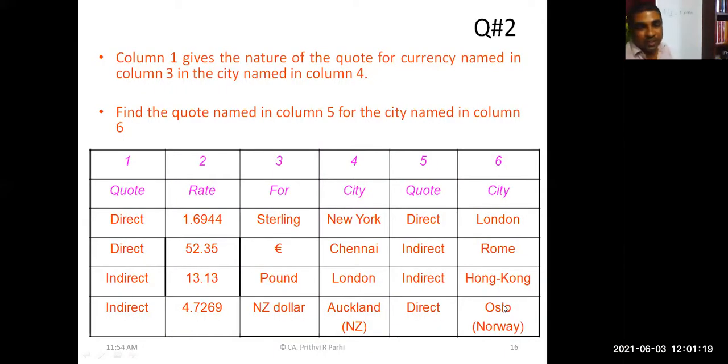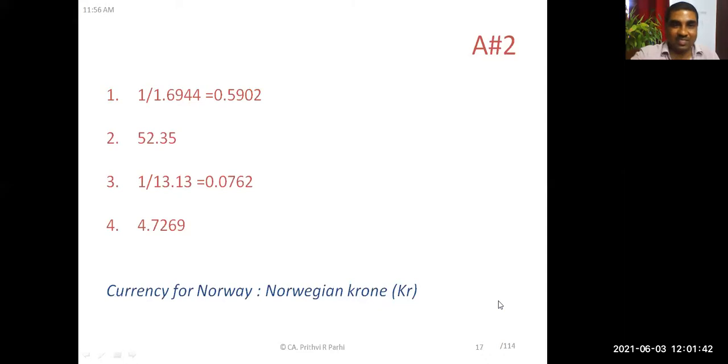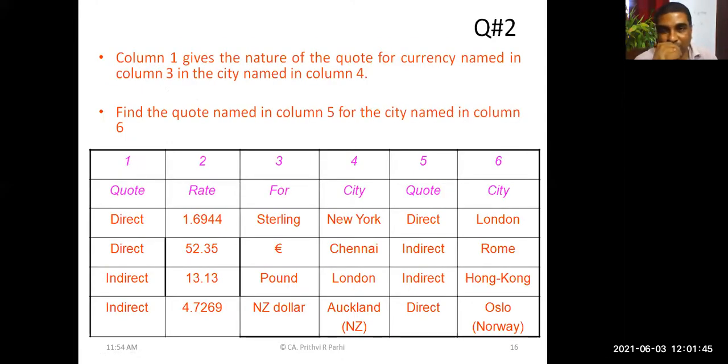So what has been asked to you? You have to find the direct quote in the city of London. Direct quote in London means how much? Pound by dollar. Is it a direct quote in London or not? So simple. It is 0.5901. Or 0.5902. Can you find it out? Yes.